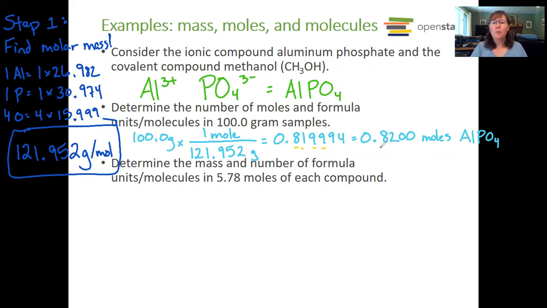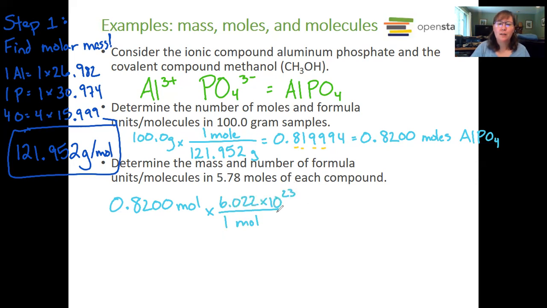So in order to find formula units, now we can start with that 0.8200 moles times, in 1 mole, you always have 6.022 times 10 to the 23rd units. And I'm just going to use formula units. Formula units is too long to write.